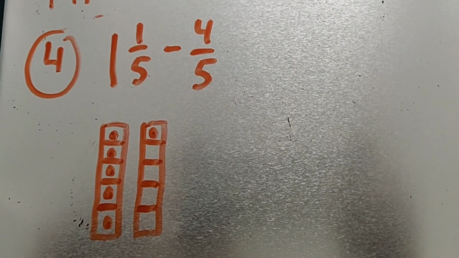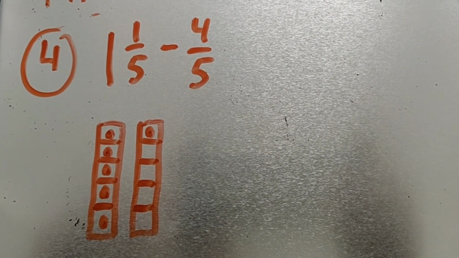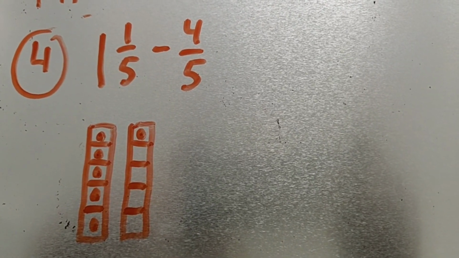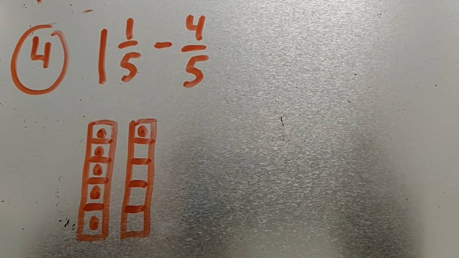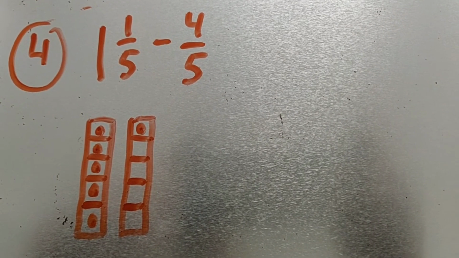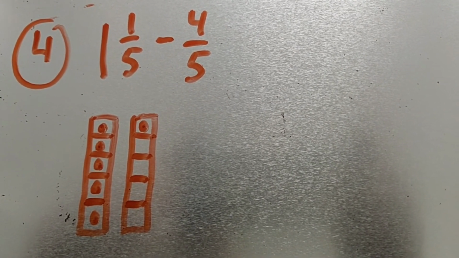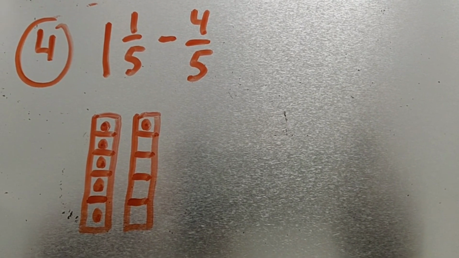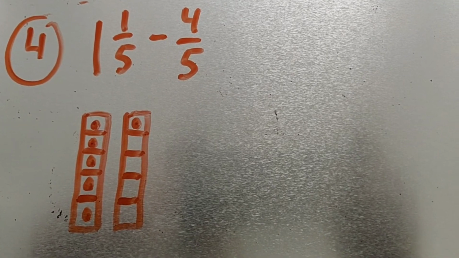So for practice problem number 4, we had 1 and 1/5 minus 4/5. So remember, when we're subtracting, the first thing we do is we model what we're starting with. So you can see here I've modeled 1 and 1/5. I knew that the wholes would be broken into 5 equal parts because the denominators in the problem I was given are 5.